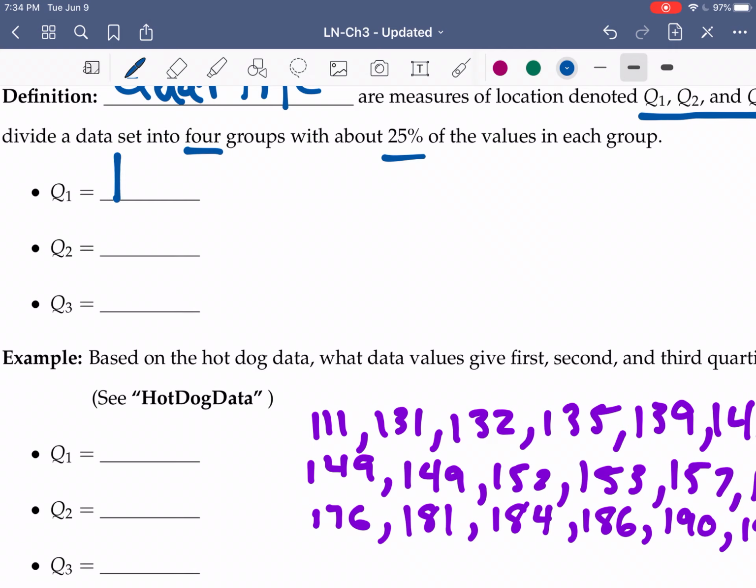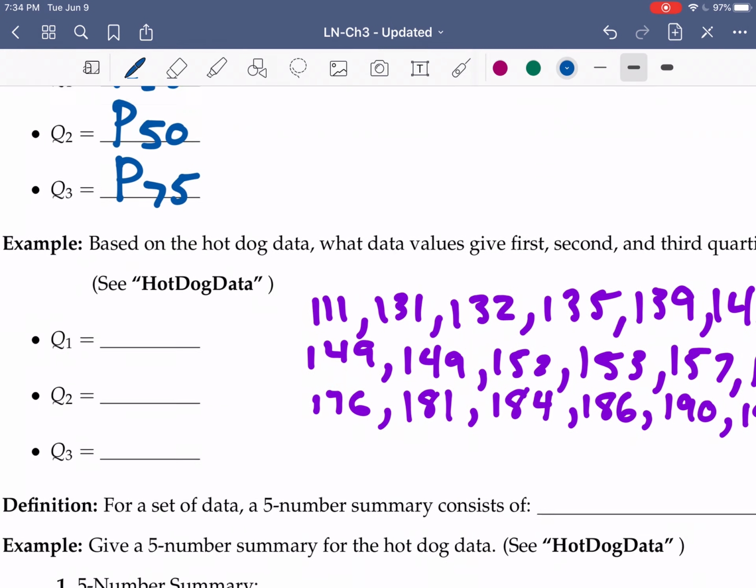Here, Q1, that is the 25th percentile. Q2 is the 50th percentile, and Q3 is the 75th percentile.